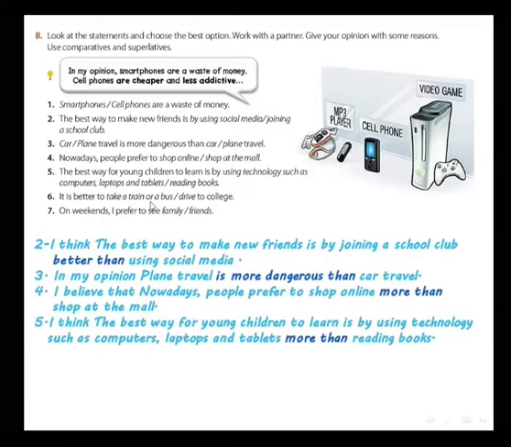Number 6. It's better to take a train or a bus or drive to college. In my opinion, it's better to take a train than drive to college. The last one. On weekends I prefer to see family or friends.